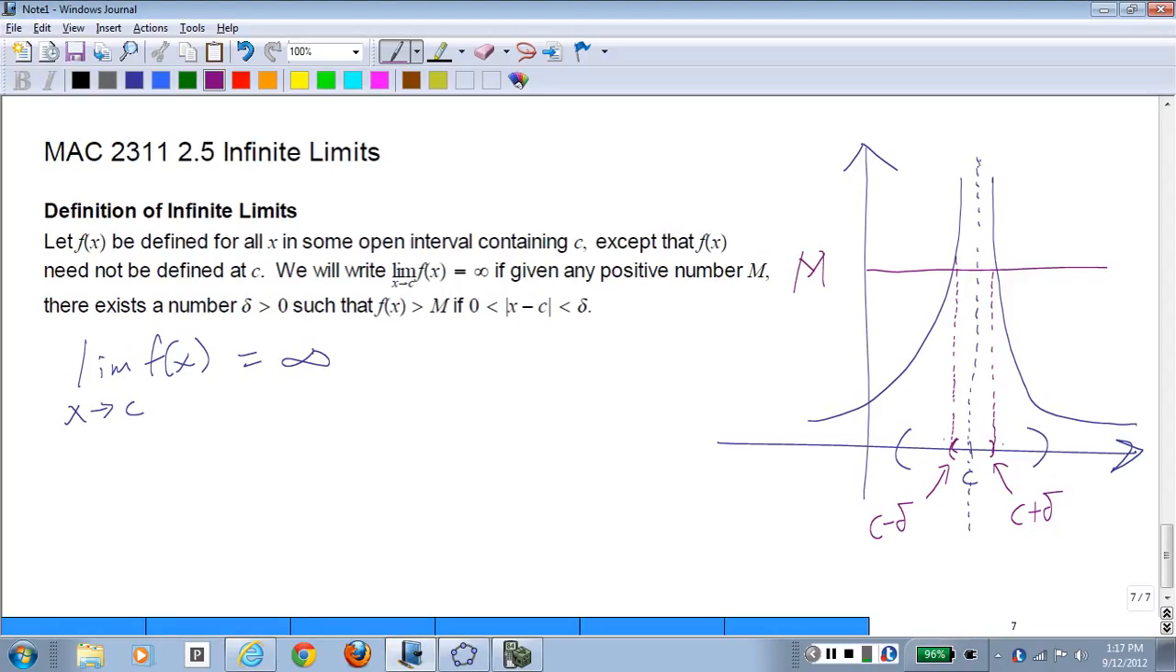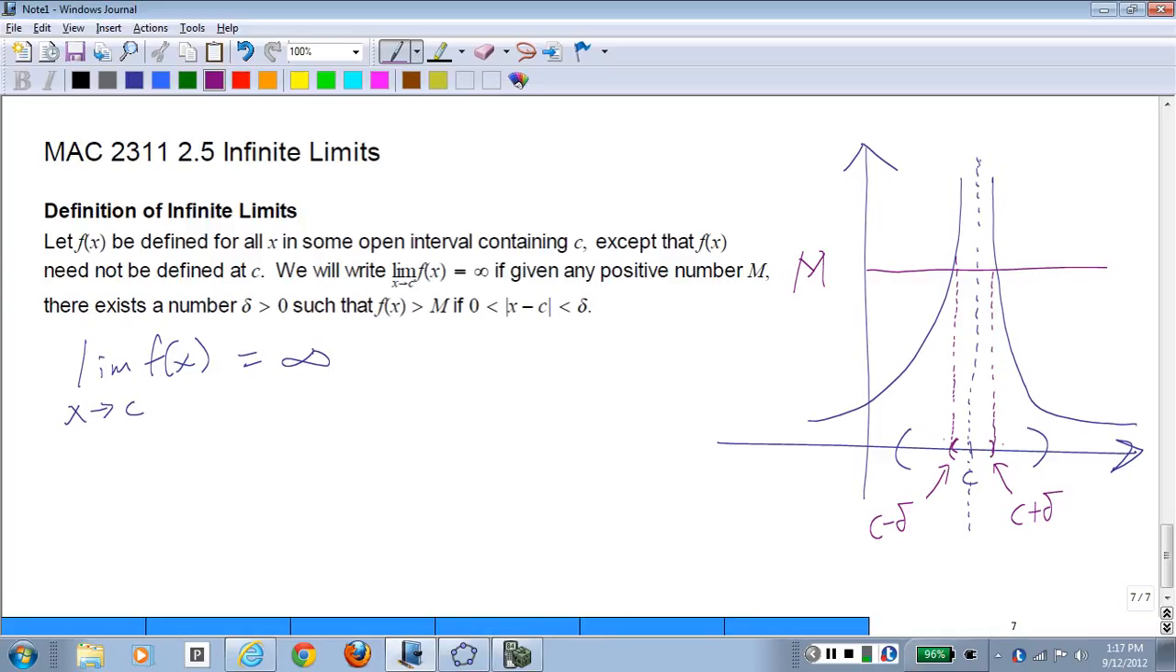in order to make this happen. Now, we can do a similar definition, turn the graph upside down, and talk about what it means for the limit of f of x as x approaches c to equal negative infinity. Becoming arbitrarily large in the negative direction, unbounded below basically, and we could write a similar definition there.